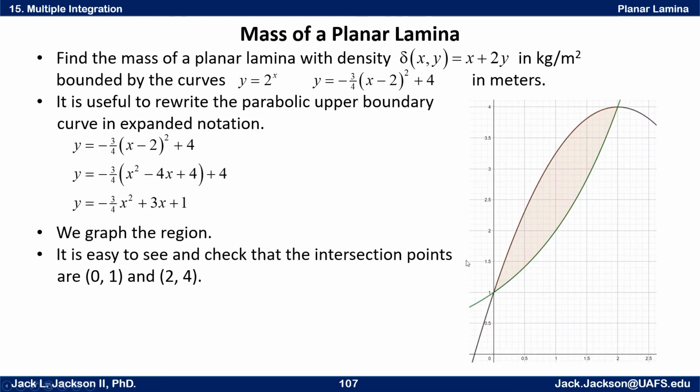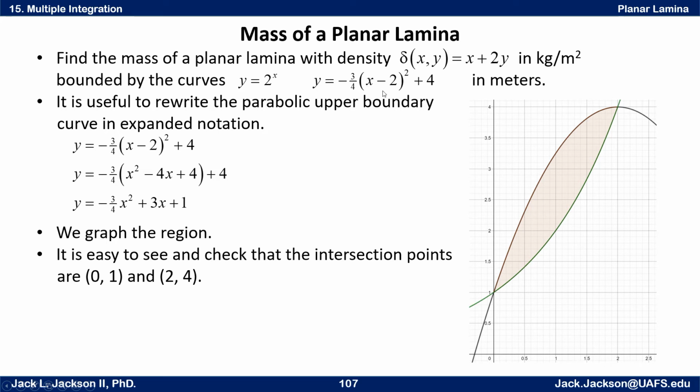Well, at this point, you should have graphed this. You can see that this is a parabola with vertex at (2, 4), opening downward. And if you plug in 0 here, x minus 2 is negative 2, squared is 4. Cancels that 4, so you get negative 3 plus 4 is 1. So that goes through (0, 1) and has a vertex up here at (2, 4). If you plug in 0 here, 2 to the 0 is 1, and 2 to the second is 4. So you see those are the two places where they cross.